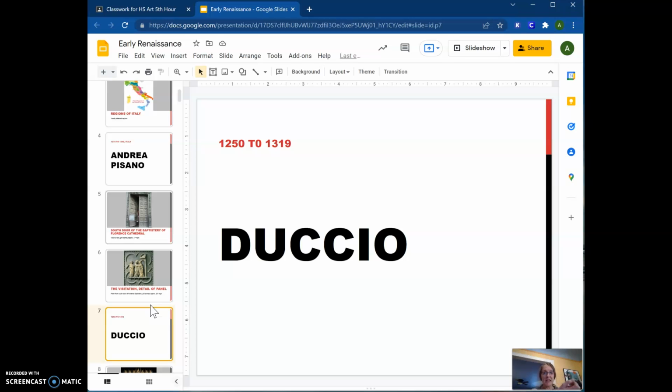Now, Siena was originally founded by the Etruscans. If you took art history survey 1 and 2 with me, you would learn that before Rome was Rome, before Italy was Italy, the Etruscans lived on the peninsula, okay? And then later, Rome was formed where the Etruscan culture had previously lived.